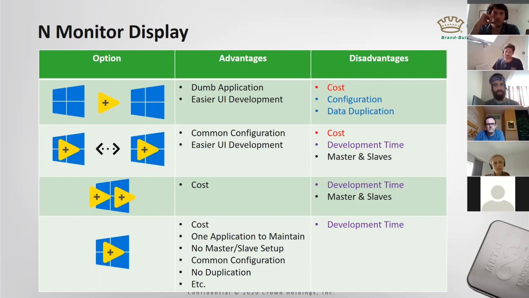Feel free to chip in if you haven't looked into these, or have an idea about these. The other one would be to have two separate applications on the same PC. Perhaps that isn't really a solution, but it lowers the cost in the sense that you have two applications on one PC, but you do have development time to create the two. And the one that I opted for is one application on one PC, but with two separate displays. It's only one application to maintain, no master slave setup, common configuration. You're not duplicating data, but I did find when I was doing it that you have to think about the development a little bit more and perhaps even plan it, which is a crazy thought, I know.